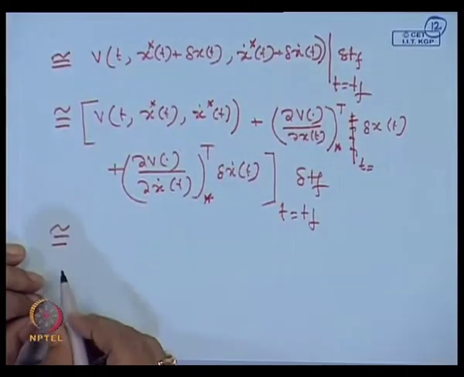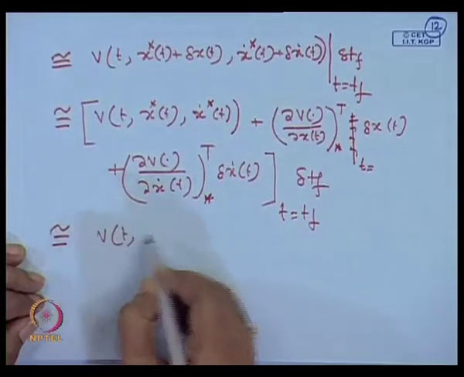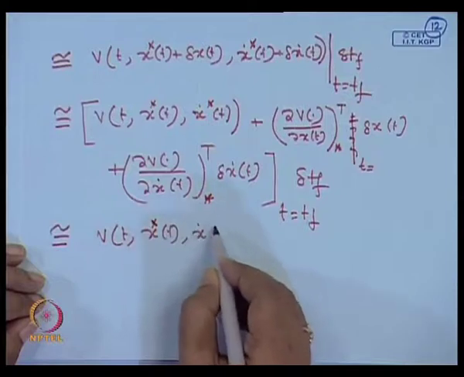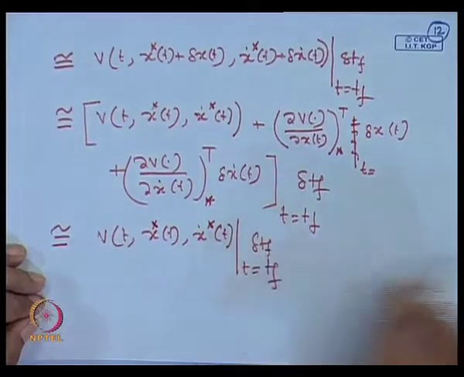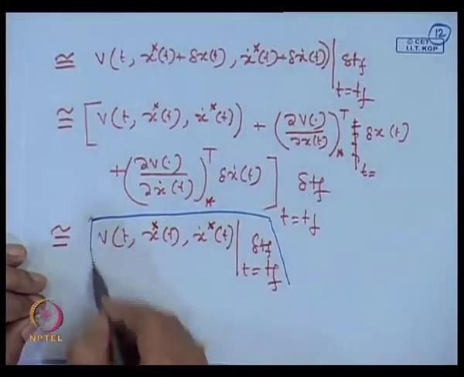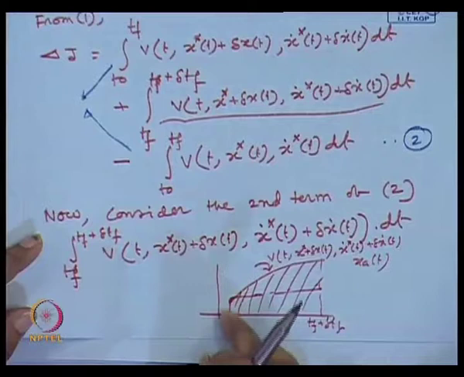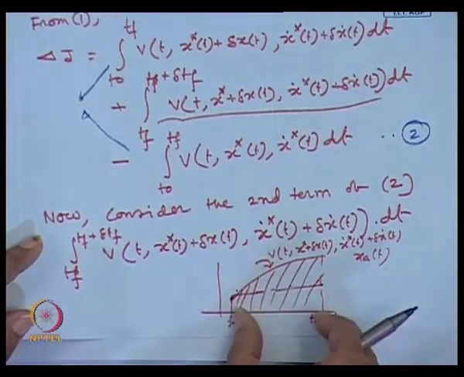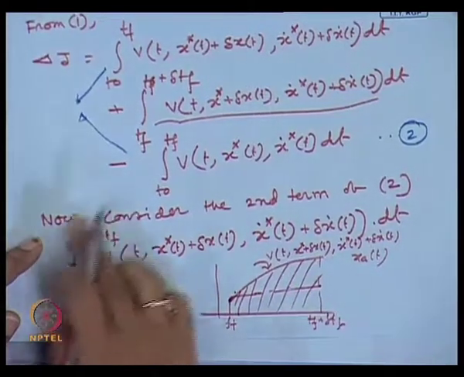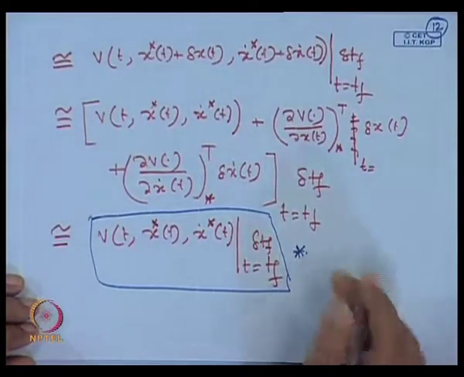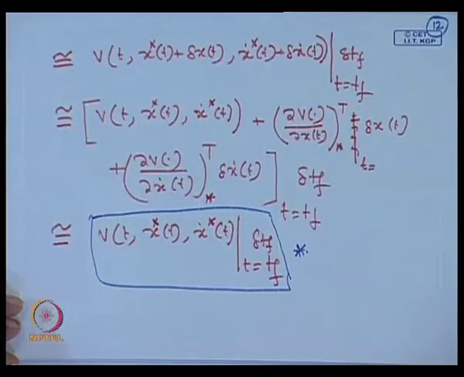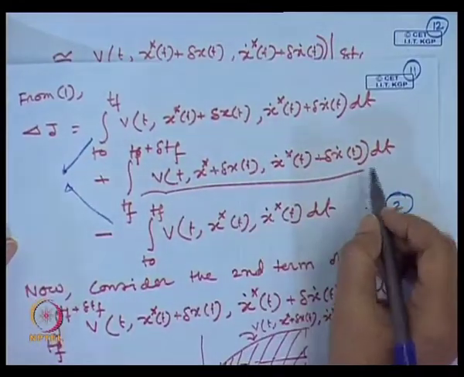So, naturally this is equal to del V, x star of t, x dot star of t, at t equal to T f, into delta T f, that is what we just mentioned from the graph. You see, the value of the function V f at t equal to T f multiplied by delta T f will give you the approximate value of the area under this curve when you are integrating from T f to T f plus delta T f, but delta T f is very close to T f. So, this is the important relationship we got. This whole term, the second term of this one, I can just replace by this. Now, what about these two things?